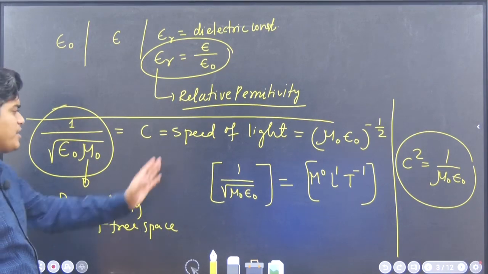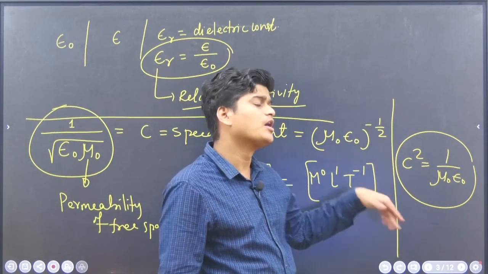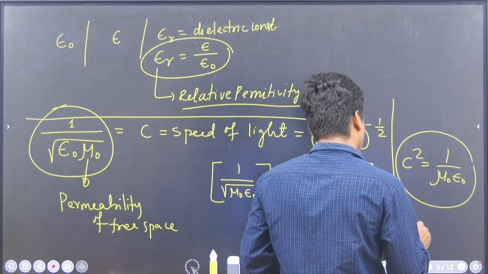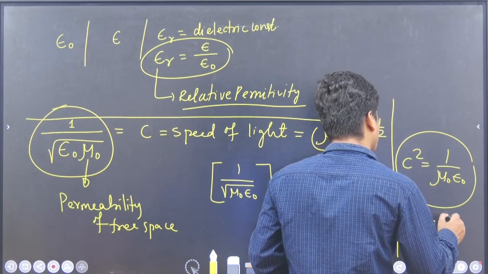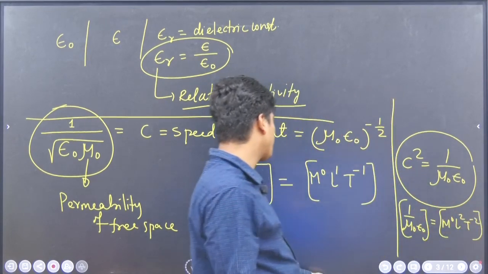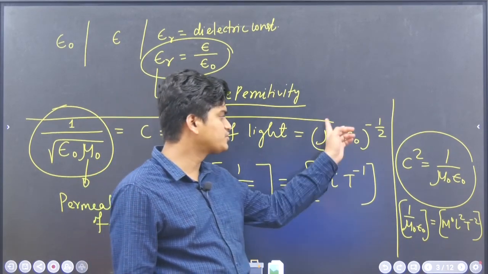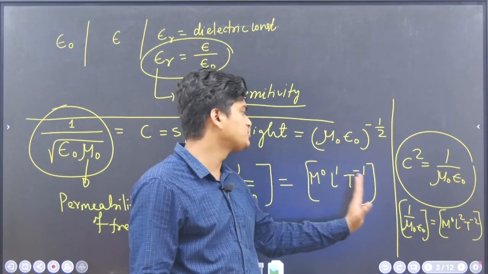So 1 by mu naught epsilon naught, if they ask its dimension, then it is meter square by second square. So the dimension of 1 by mu naught epsilon naught is nothing but m0 L2 t to the power minus 2. So in the exam you have to check properly whether they asked 1 by root under mu naught epsilon naught, or 1 by mu naught epsilon naught only, and accordingly you have to check the answer.